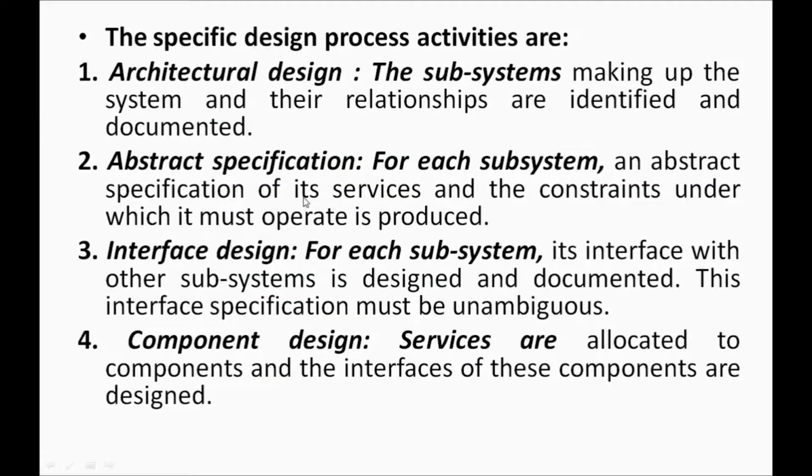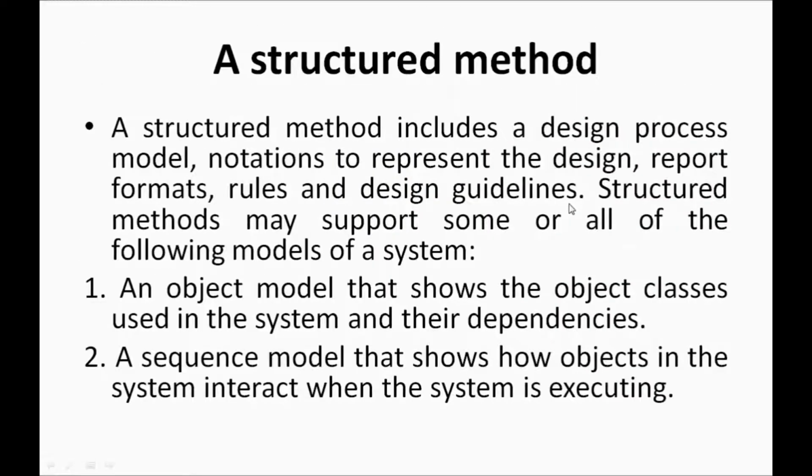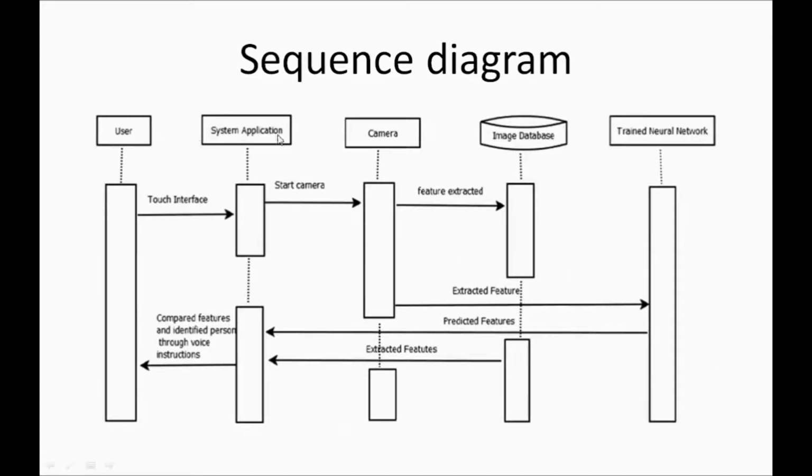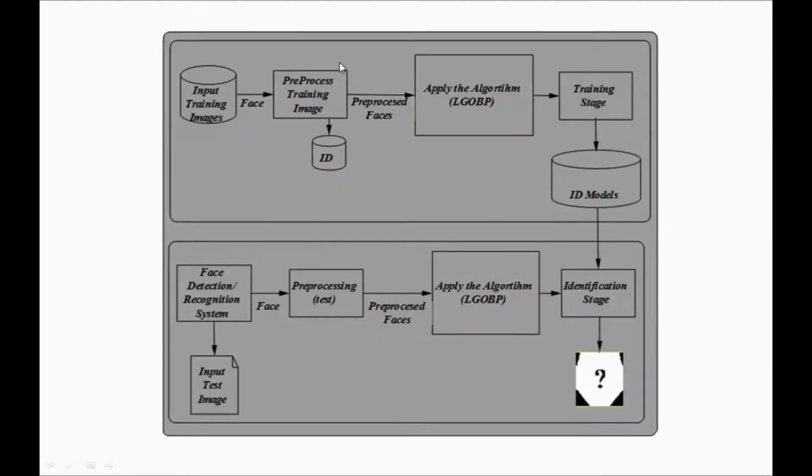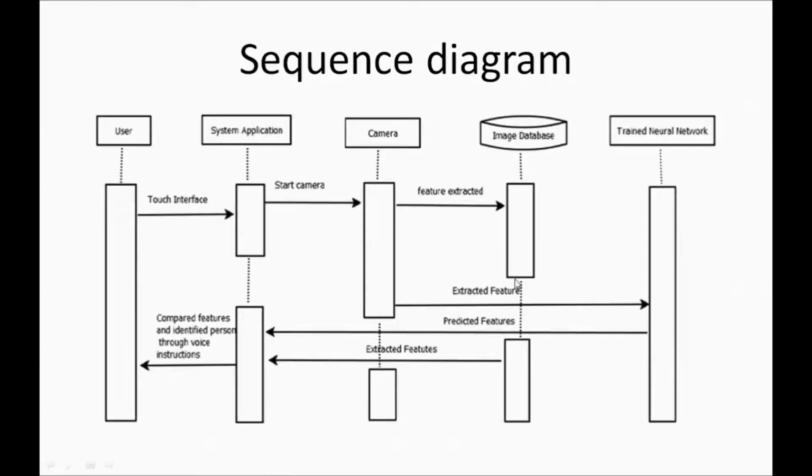That's why I will do interface design, component design, abstract specification, using sequence and activity diagrams. So many diagrams I can use, and I can collect more details. I will explain now. Abstract specification for each subsystem means abstract specification of its services and the constraints. Abstract specification means each subsystem's details in more depth. Compared to the architecture, you have more detailed information here.